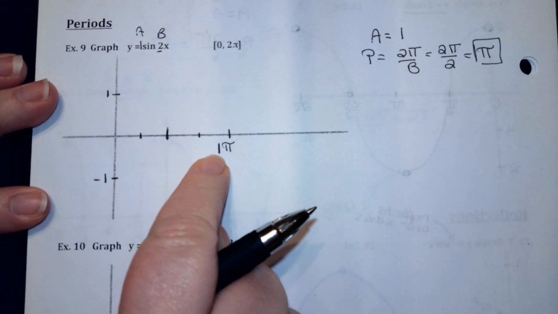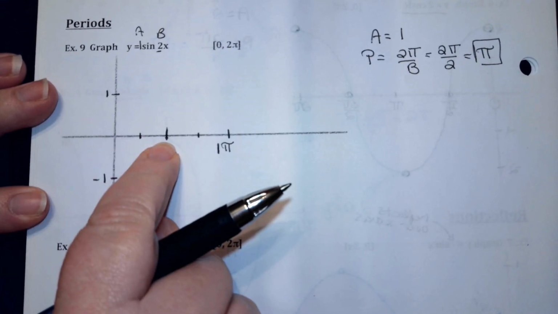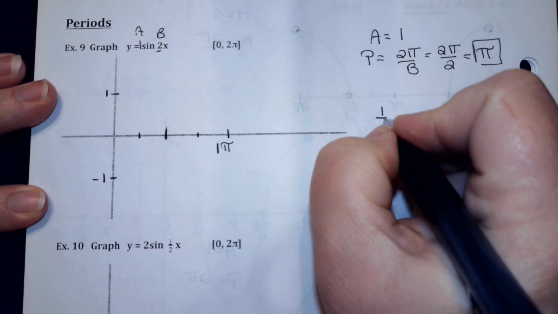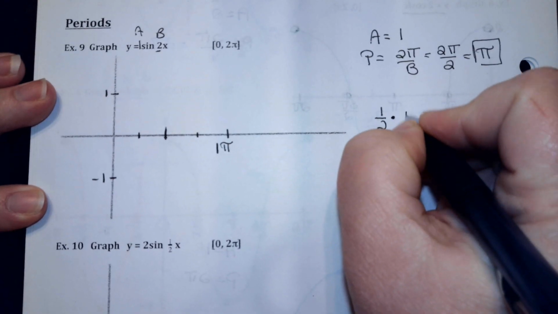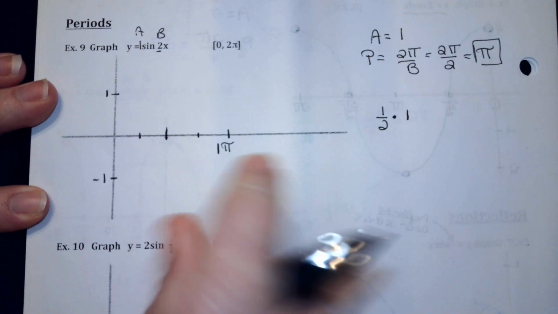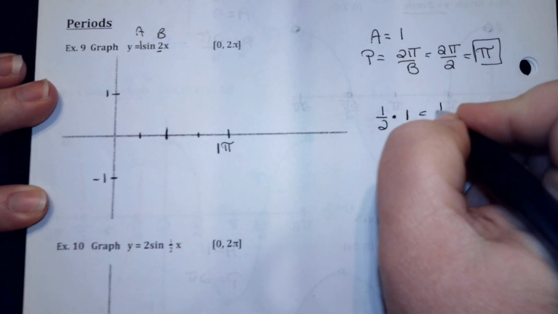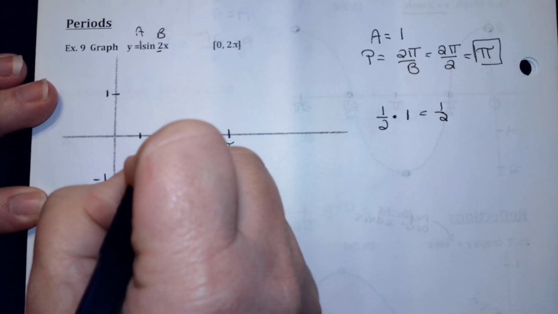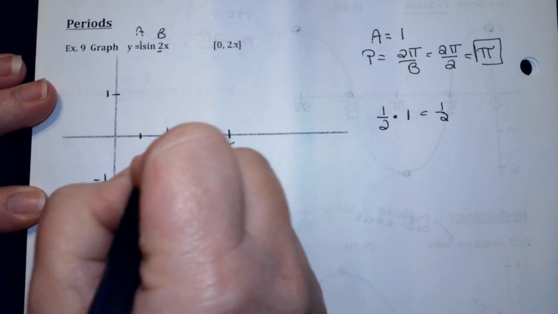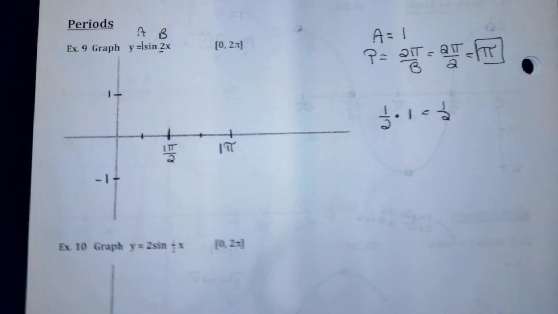Alright, so this is 1. We need the halfway point, so we've got to come over here and find half of your period of 1. So the period is 1. Well, half of 1 is a half. So that means right here we get 1 pi over 2, or we could just write it as pi over 2.